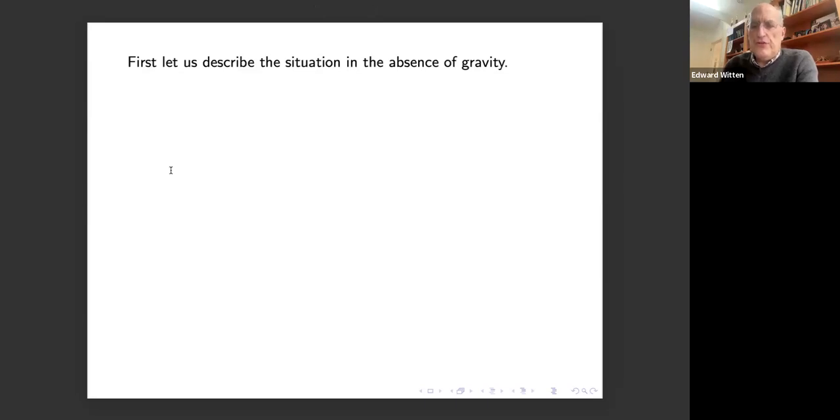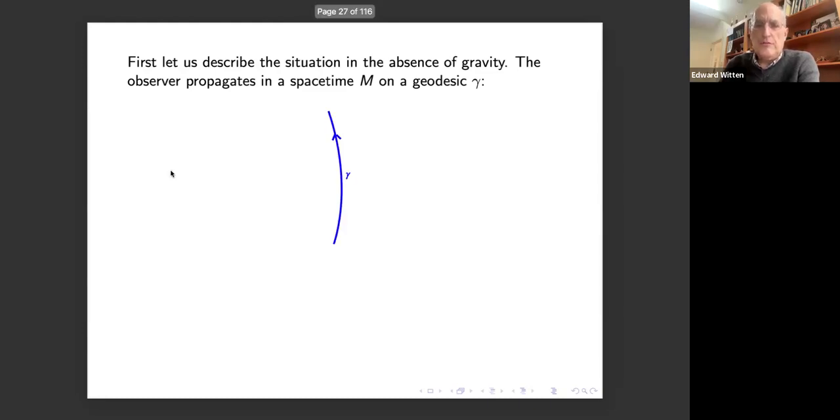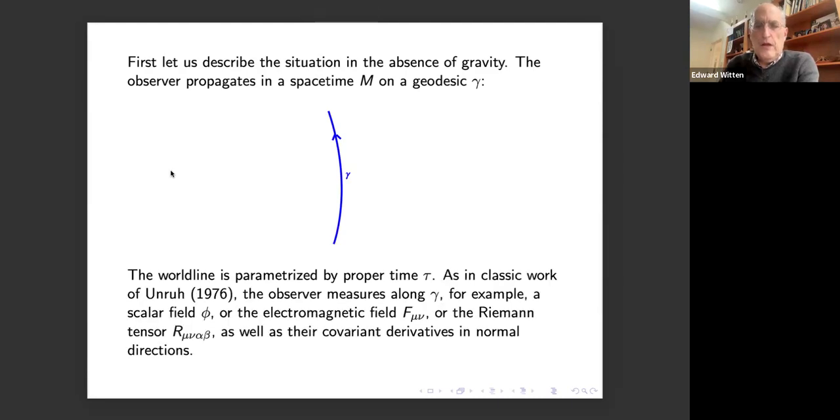First, let's describe the situation in the absence of gravity. The observer propagates in a spacetime M on a geodesic that I'll call gamma. The world line is parameterized by proper time, tau. As in much earlier work, for example, by Unruh, the observer measures quantum fields along gamma.